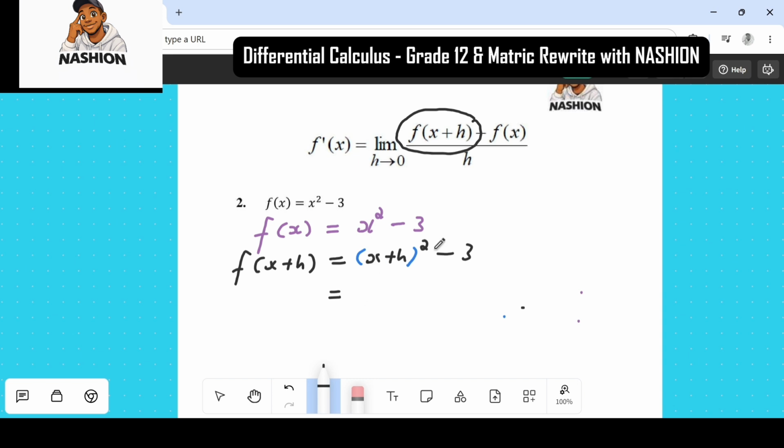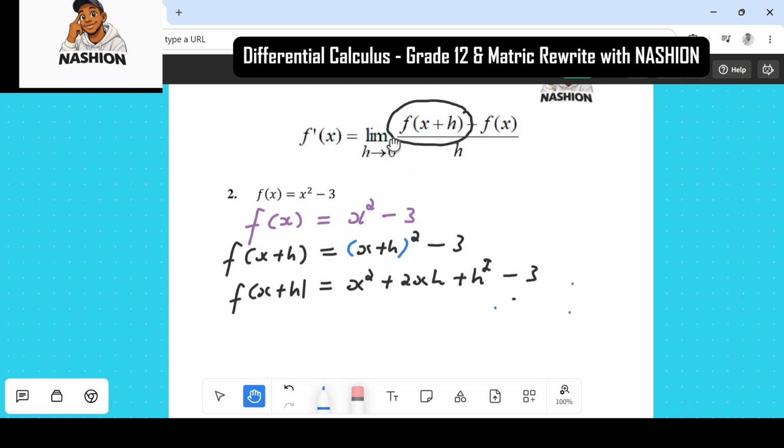Then we remove the brackets by multiplying. We square the x first. That's x squared. We multiply everything we see. 2 times x times h. That's 2xh. Then we square the h, getting h squared. Minus 3. Any like terms? Not really. What do we have? f of x plus h.